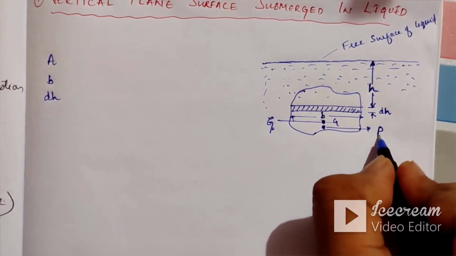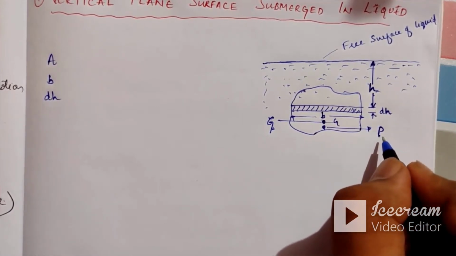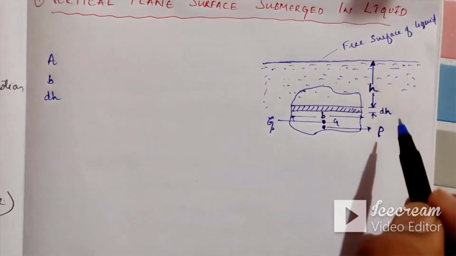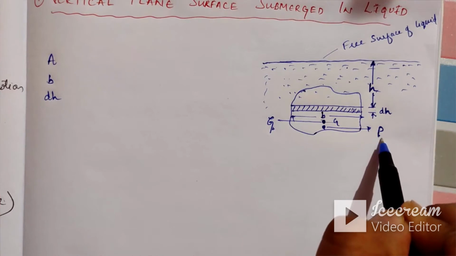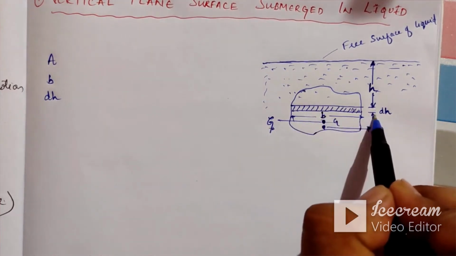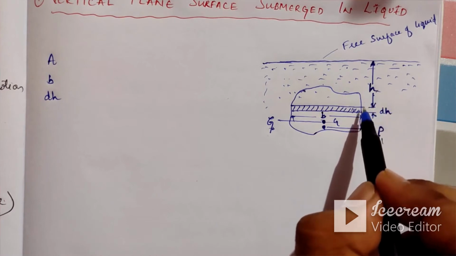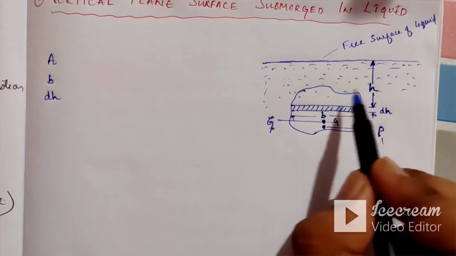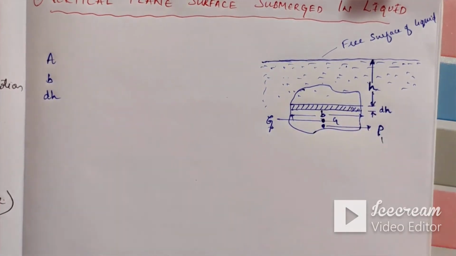Below that G, I'll consider P. Let this be the pressure P, the center of pressure also we can take. The total pressure acts here, so the point of application is the center of pressure. So G is the centroid, B is the width, dH is the thickness, and h is the distance of the elemental strip. Then what do we have to define here?